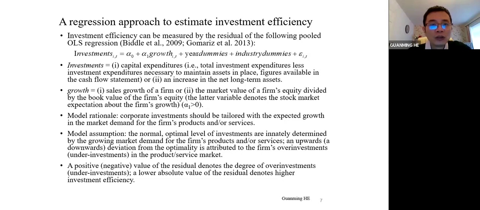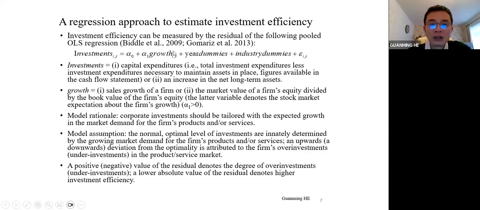Likewise, we can use the regression to estimate the optimal level of the investment and thereby to estimate the efficiency of the investment. And here, the investment could be measured in two ways. First is to use the capital expenditures available in the statement of cash flows. The second way is to calculate the increase in the net long-term assets. And these long-term assets could be obtained from the firm's balance sheet. We can use these two different measures of investments as the dependent variable in the regression.